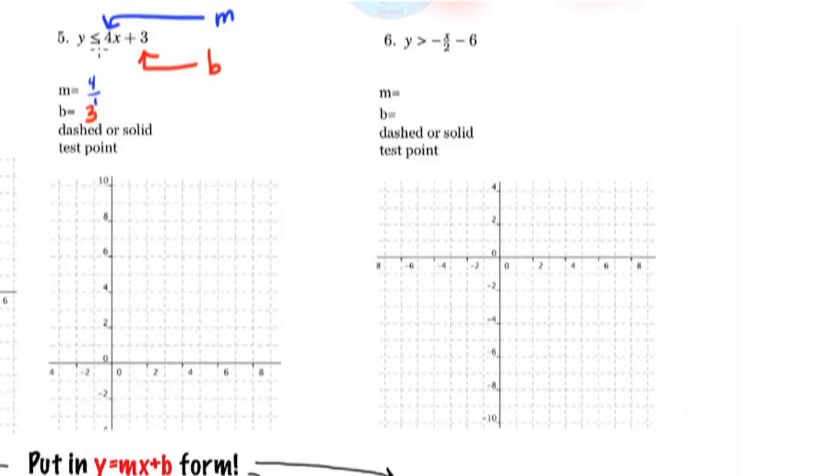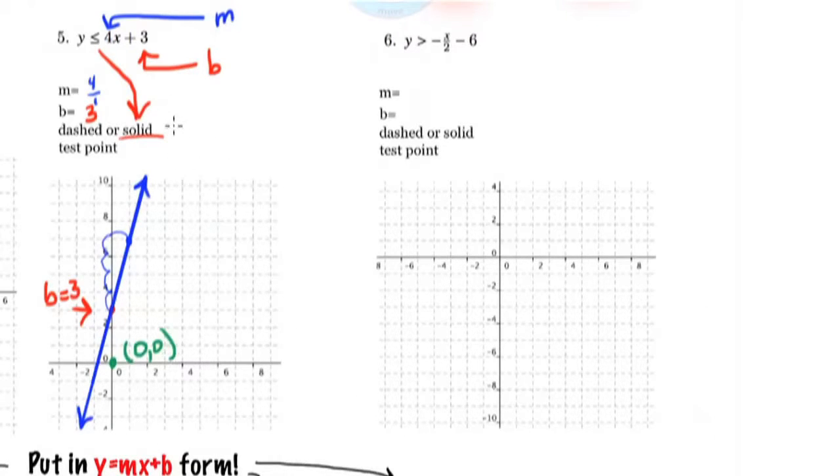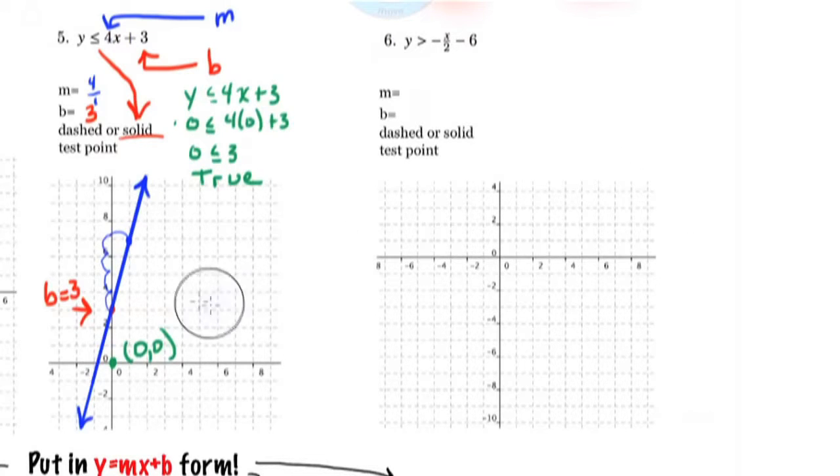Number 5, we have a two variable problem here, which means there's a y and an x. So we have a slope and a y-intercept. It's already in slope-intercept form, so I can just plot the y-intercept and the slope. It's going to be a solid line. Next, I need to decide which side to shade on the boundary. So I choose a test point 0, 0, and I see it's true, so I shade the side that worked.